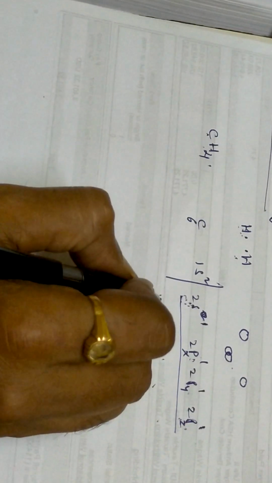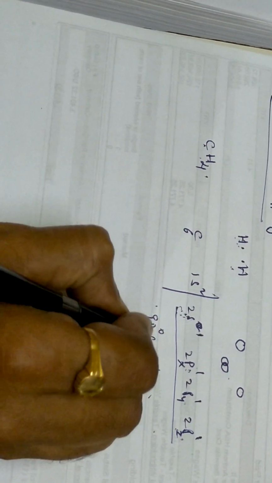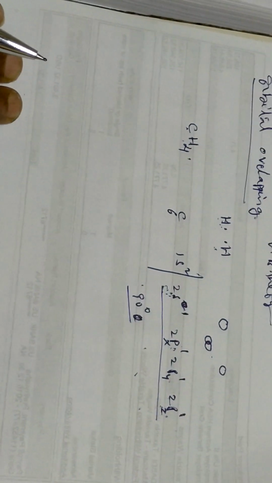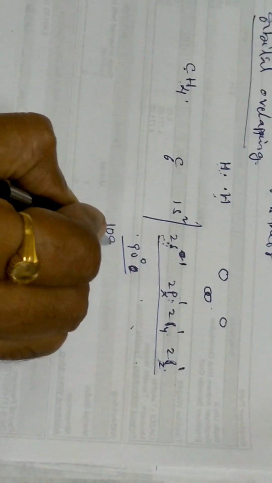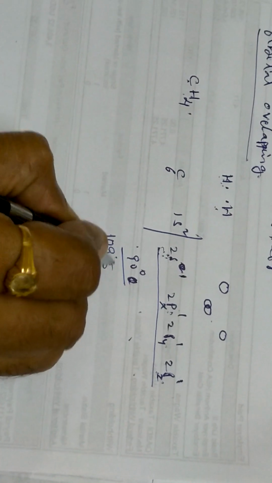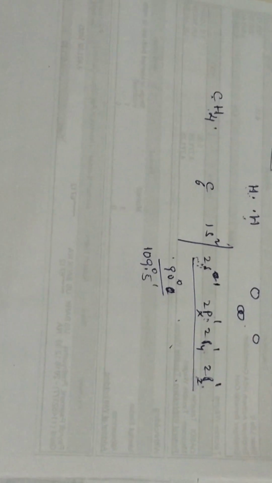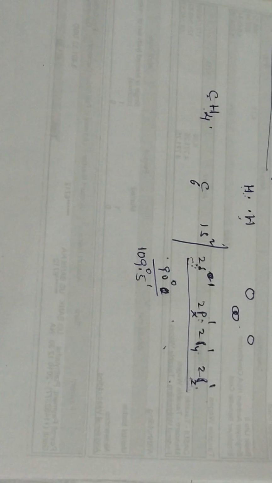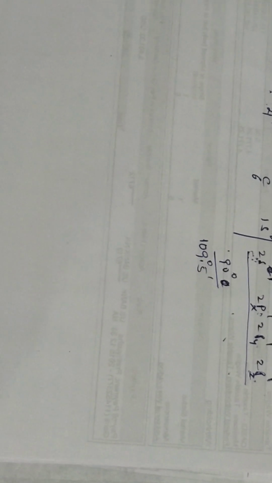So the tetrahedral bond angle should be 90 degrees, not centigrade, a 90 degree angle. But if you see, it is 109 degrees 5 minutes. 109 degrees 5 minutes is the actual bond angle. Why? That means it is not only the overlapping; there is something else as well. Similarly in the ammonia case or the water case, we'll see what the problem is.